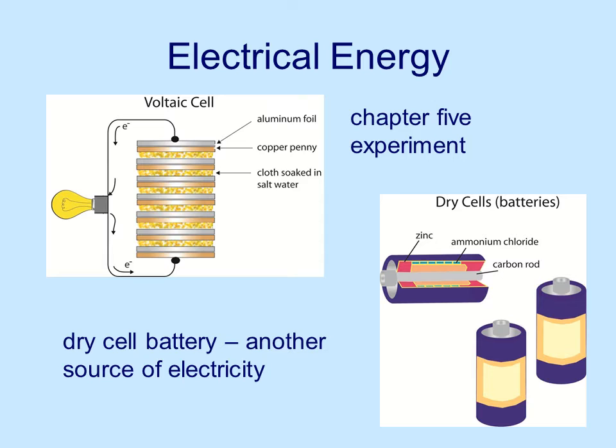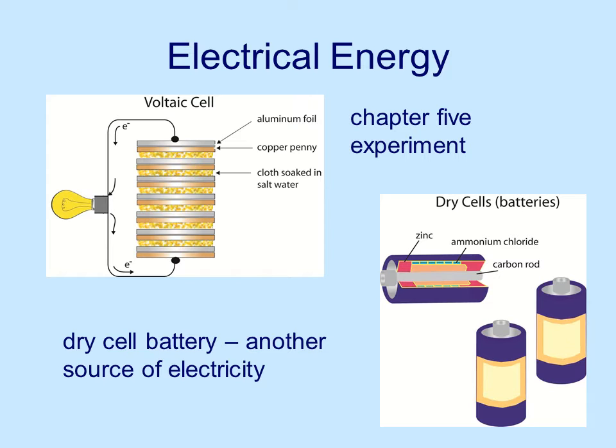The left-hand slide, the voltaic cell, illustrates the experiment that you did for Chapter 5. The aluminum foil, the copper penny, the cloth soaked in salt water, and this generates an electric current that flows through the circuit and could light the light bulb. This is a type of what's called a wet cell.